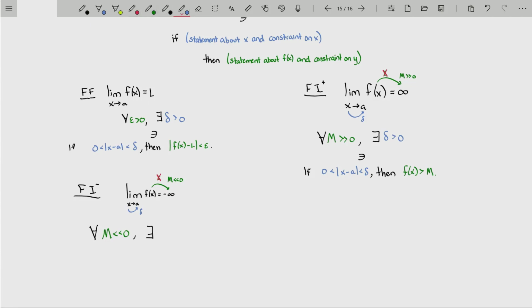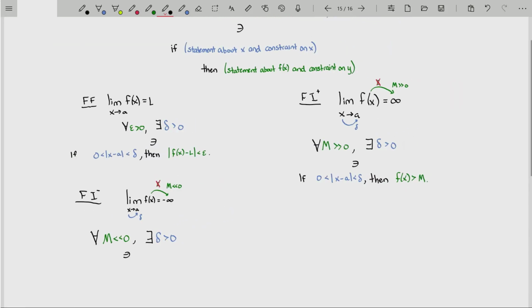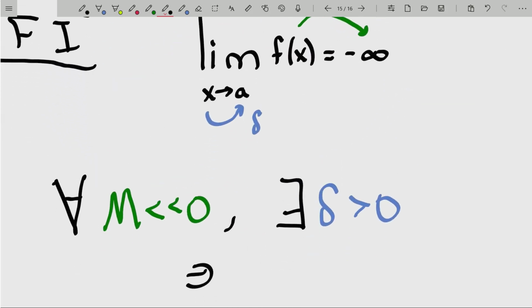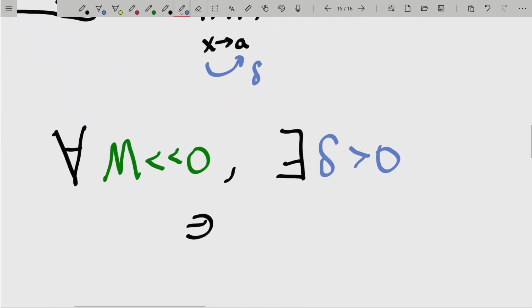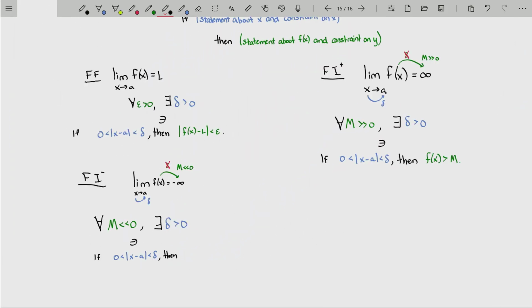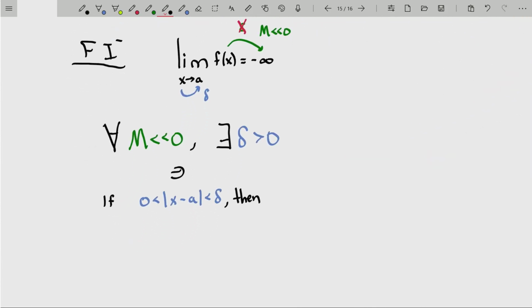So for all very negative y values that are handed to us, there must exist a constraint on x. And the constraint on x here is going to be the delta neighborhood, such that now we talk about the statement about x and the constraint on x. Well, x is approaching a, so it's within a delta neighborhood of a. So I'll just write if x is within a delta neighborhood of a, then, and now the last statement is always a statement about our given function and the constraint. The constraint on y is that we have this m, and we want our function to be below that because it's going to negative infinity. So then we want our function to be below that value of m.